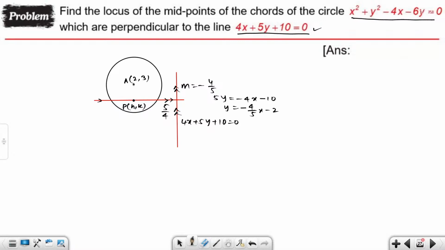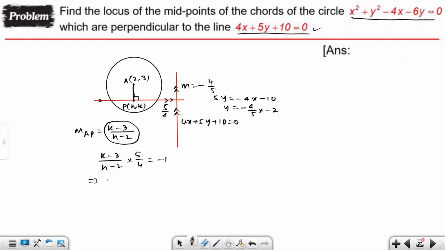Now, what is the slope of AP? The slope of AP is (k minus 3) over (h minus 2). As P is the midpoint, AP is definitely perpendicular to the given chord. The slope of the chord is 5 over 4 and the slope of AP is this. Therefore, the product of their slopes will be equal to minus 1, because they are perpendicular to each other.